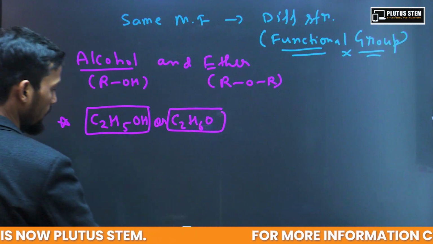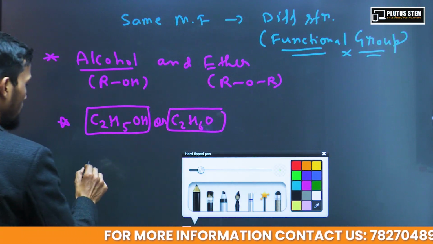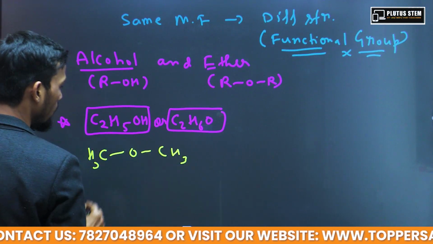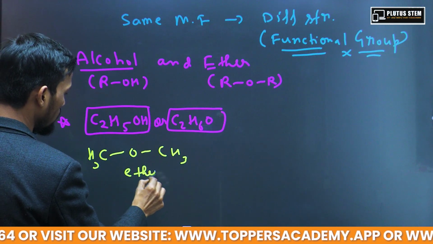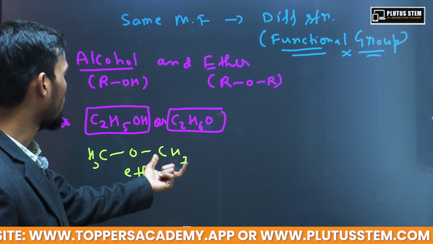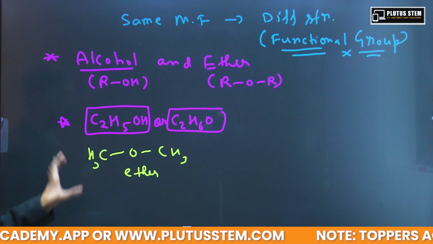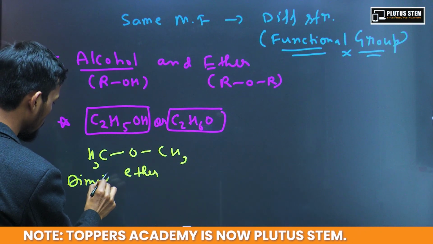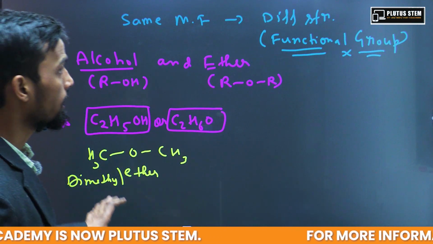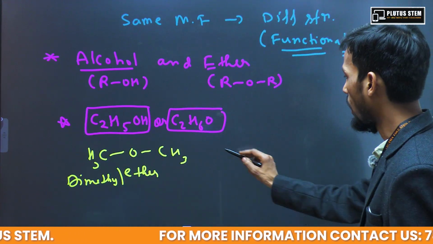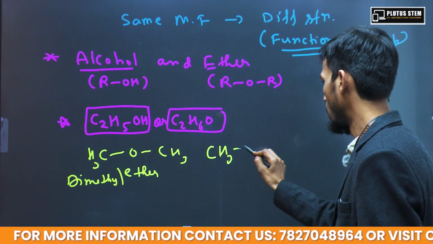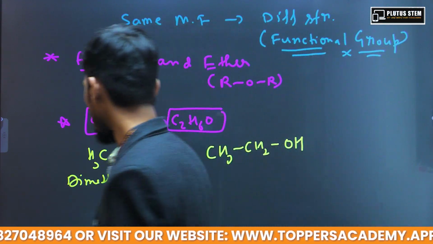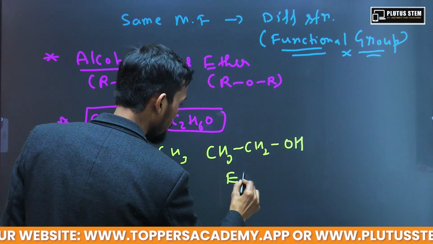If you draw the structure, this is CH3OCH3. This is the ether compound, or we can say dimethyl ether. And if we draw a similar, very simple compound, CH3CH2OH, this is ethanol.